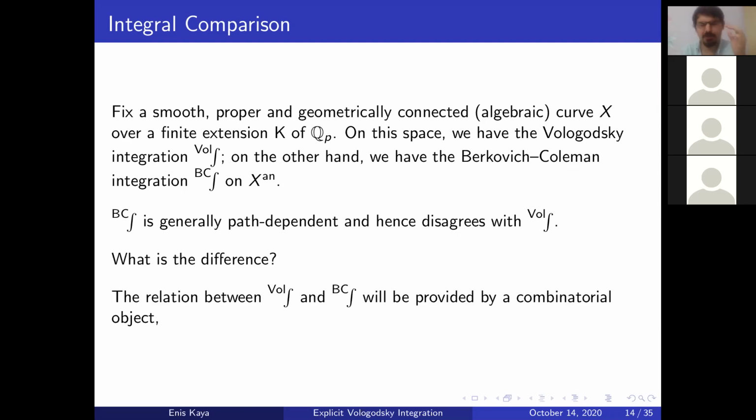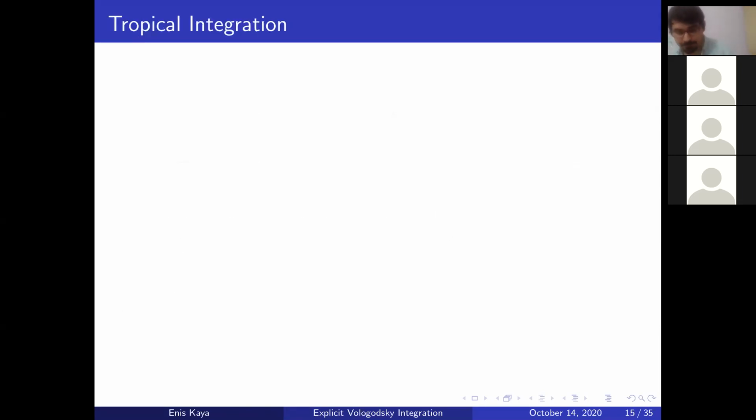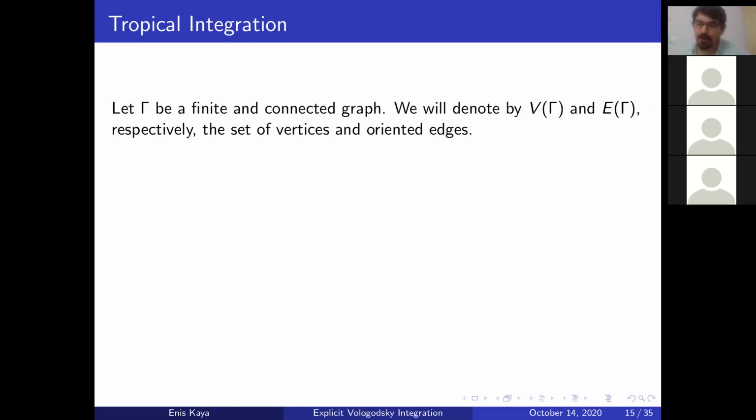The relation between these two integrals will be provided by a combinatorial object, what we call tropical integration. Again, this is a very cheap object, and it is quite easy to compute in practice. So let me define this. Here we have a finite and connected graph, gamma. As you guess, this will be the dual graph of the special fiber of a semi-stable model. We have V of gamma and E of gamma. These are the sets of vertices and oriented edges.